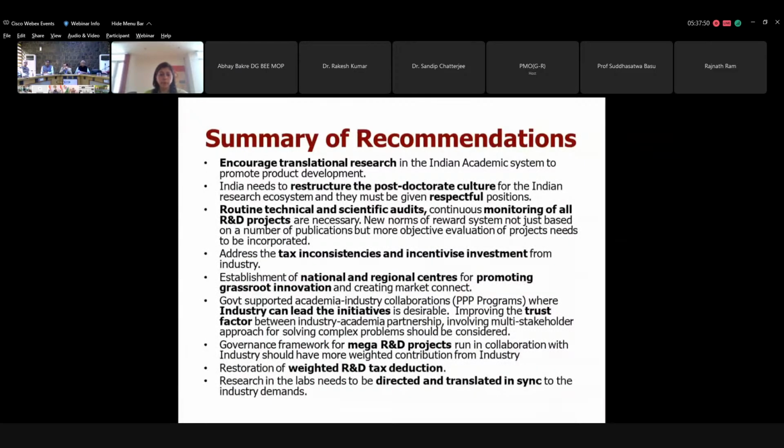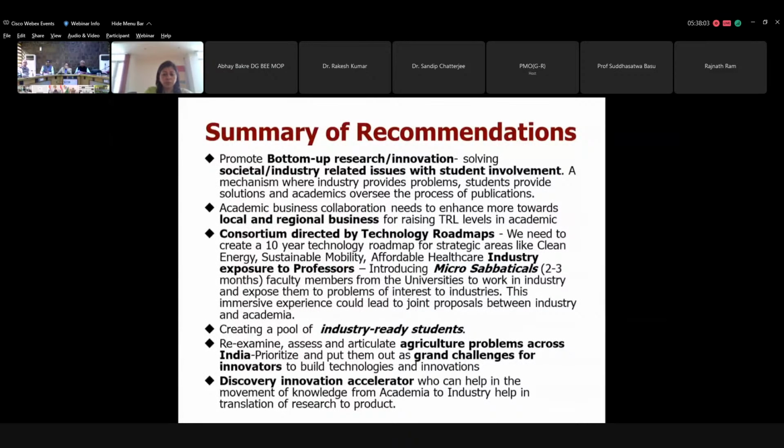Also, another important recommendation that came from the industry friends was research-linked incentives. Many times, the industry spends a lot of money on R&D, but they have been requesting the government whether they could get some tax incentives when they invest money into R&D activities.